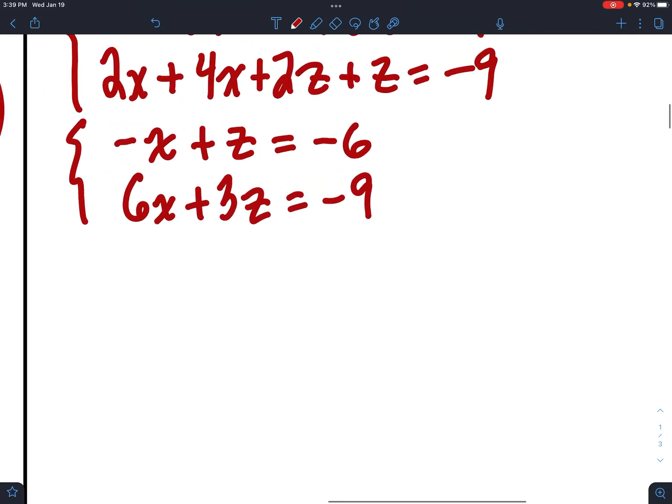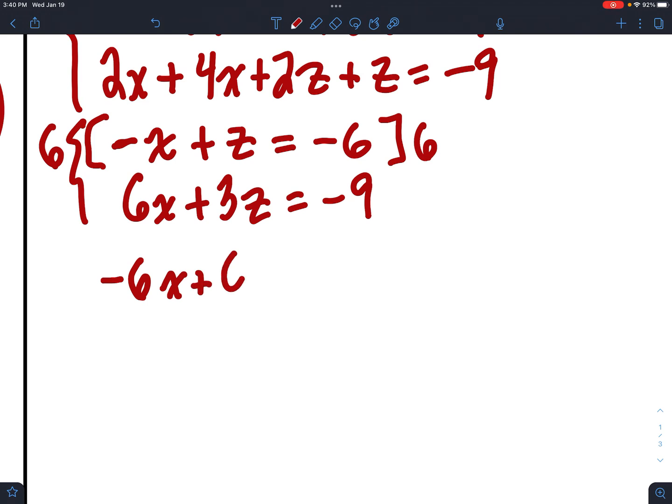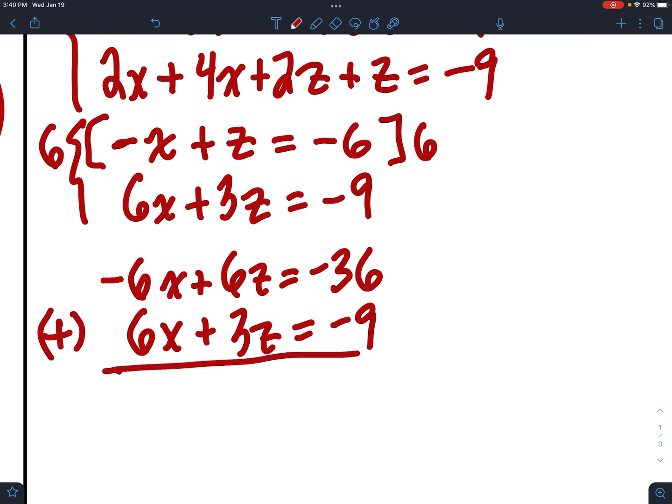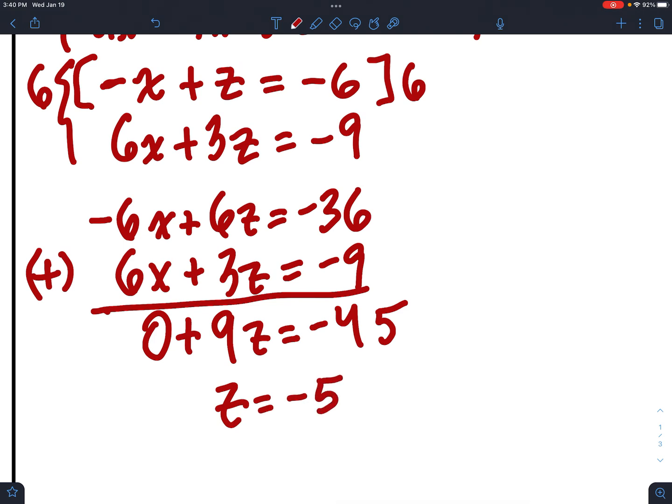I'm going to try maybe to multiply the first equation by something so I get elimination happening. I see I have a minus sign and a plus sign. We got opposites, so maybe if I multiply this top equation by 6, let's go ahead and do that. And I still have my other equation. Cool. Now I can just add down: 0 plus 9z equals minus 45. That looks good. So z is minus 5.